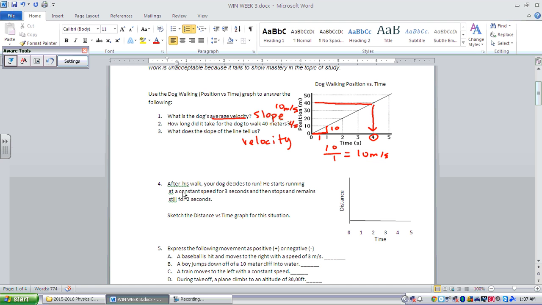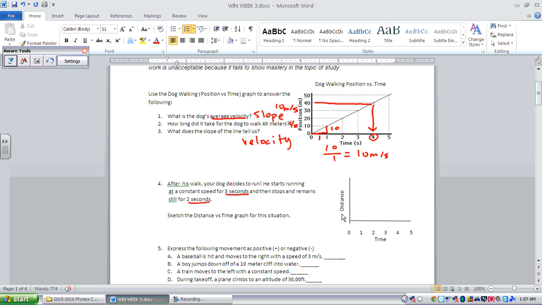Moving on to number 4, it says, after his walk, your dog decides to run. He starts running at a constant speed for 3 seconds and then stops and remains still for 2 seconds. You can see in this graph that they've provided for you, they want you to sketch the distance versus time graph for the situation. It goes up to 5 seconds. In the first 3 seconds, he's moving at a constant speed. You can see here there's no positions. They don't really care what kind of velocity you give him. They haven't told you what his positions are.